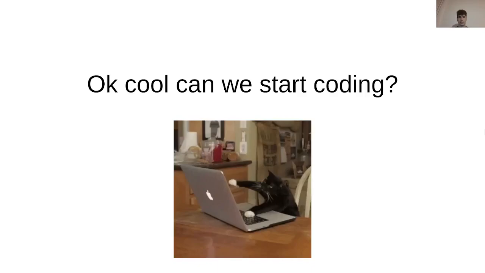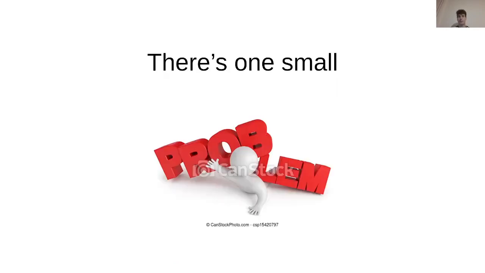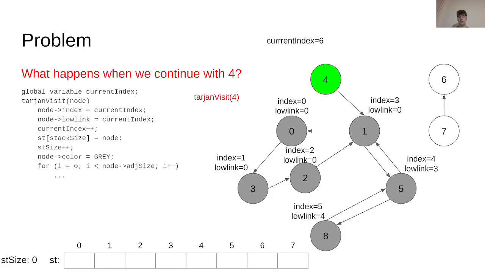Alright, so the question is, can we start coding? So can we write this algorithm? And the answer is not quite yet. There is still one issue. The issue starts when we go further. So we start with 0, we do everything and the component is printed out just fine. But next we should start a visit from 4. Should start visiting the next component.